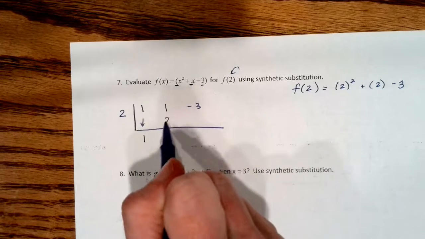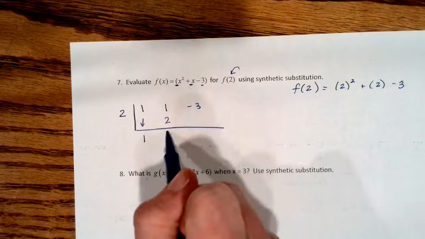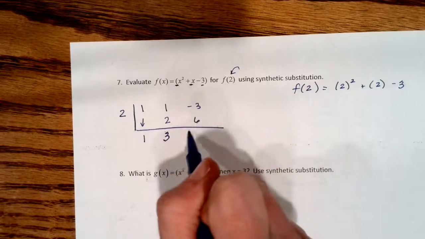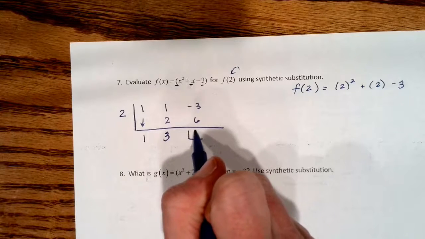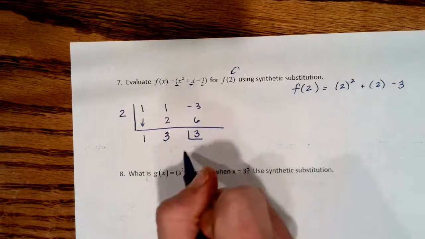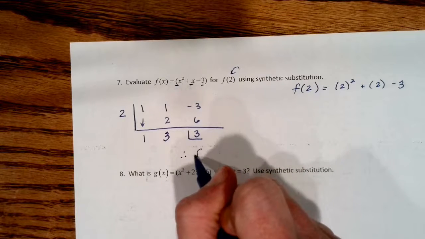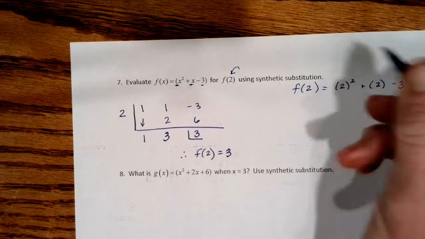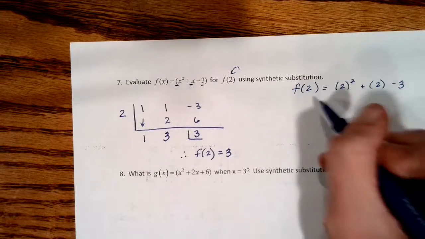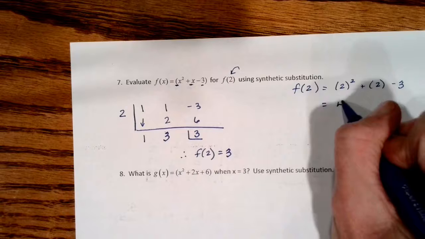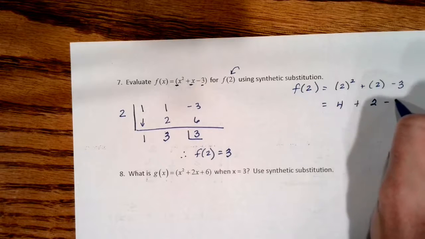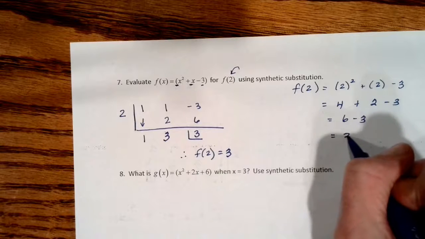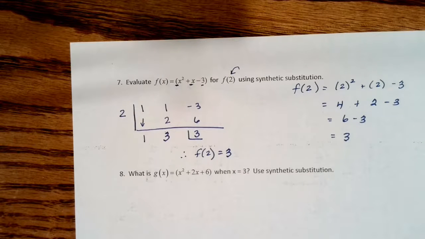1 comes down. 1 times 2 is 2. 3 comes down. 2 times 3 is 6. When I add them together, I get 3 is the remainder. Therefore, f of 2 has a value of 3. I can prove that because I have 4 plus 2 minus 3, 6 minus 3, f of 2 is equal to 3.